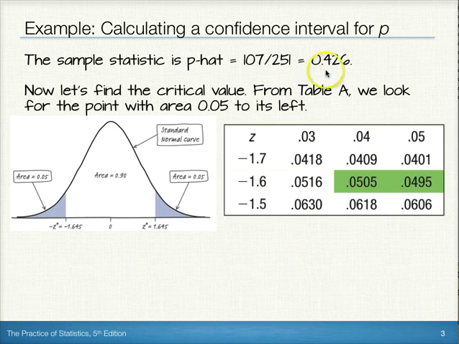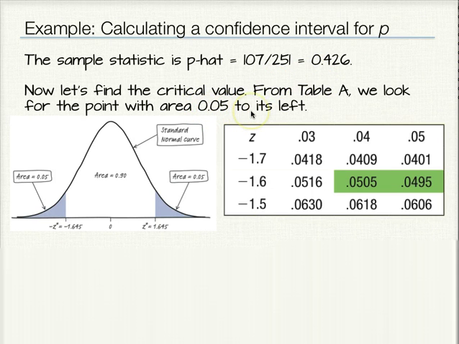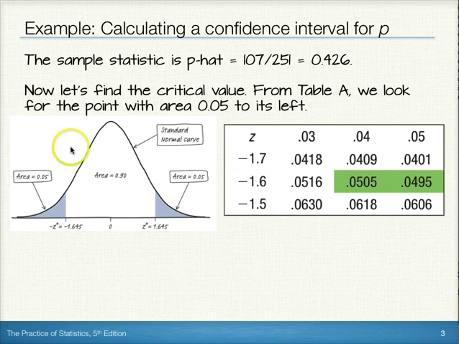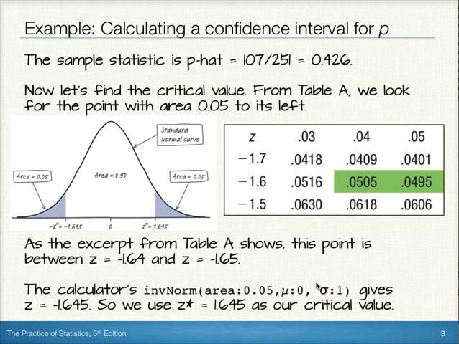To find the critical value, we can use table A by looking for the point with the area of 0.05 to its left. For a 90% confidence interval, we use the area 0.05 to the left because we're trying to capture the middle 90%. 5% in each of the tails would leave 90% in the middle. Looking at the table, the closest value falls between negative 1.64 and negative 1.65. Using the calculator's inverse norm function, we can find it exactly at z equal negative 1.645, so we'll use that as our critical value.